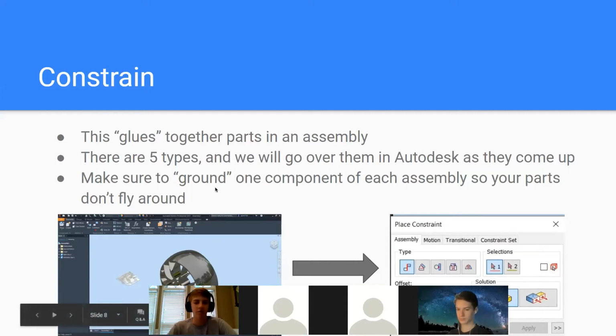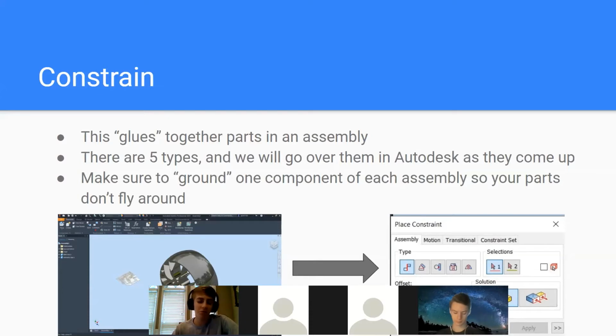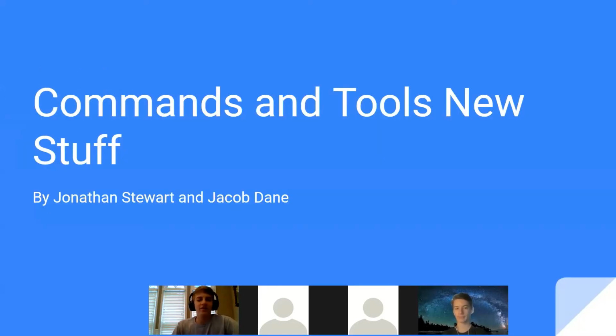And, oh, very important, make sure to ground one component of your assembly so your parts don't fly around. If you don't do that, and someone tries to edit your assembly, it'll just start flying. It's really bad. Okay, so that was the review, and here's the new stuff.